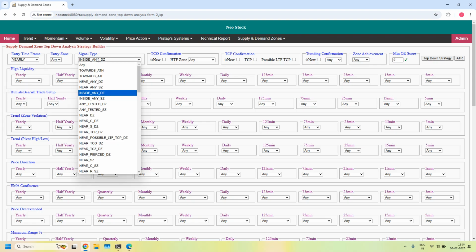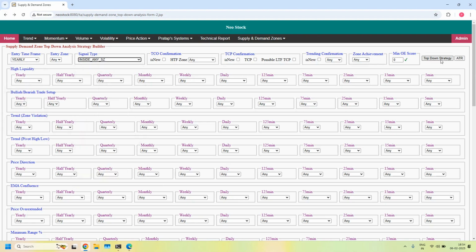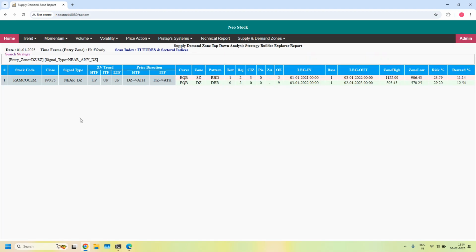Yearly time frame, price closed inside the yearly supply zone. No stocks are available. Next time frame is half yearly. Stocks near half yearly demand zone. We got 1 stock.